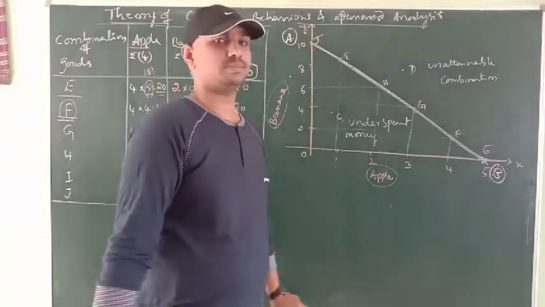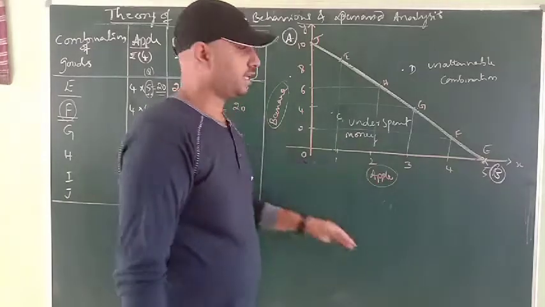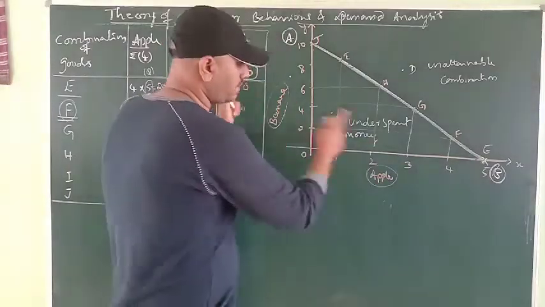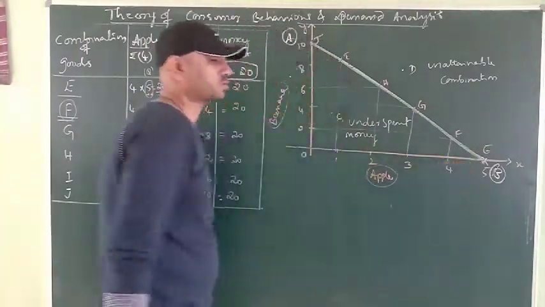The reason is very simple. Because of limited income, when he has more of one good, he has to sacrifice, he has to forgo the other. In such a case, when he plots the points, we get a downward sloping straight line.